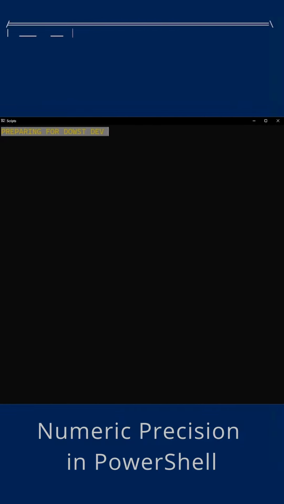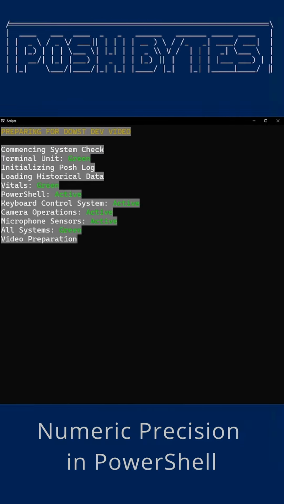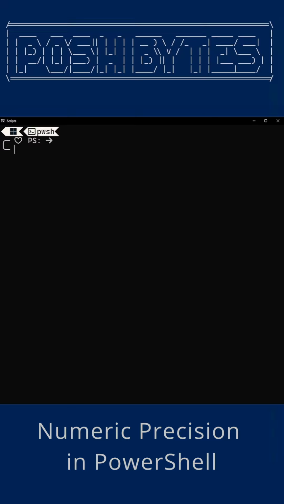Welcome back to PoshBytes. Today, we're talking about loss of precision in PowerShell math, aka when PowerShell promotes your nice exact integers to floating points, quietly drops a few bits, and smiles innocently like nothing happened.